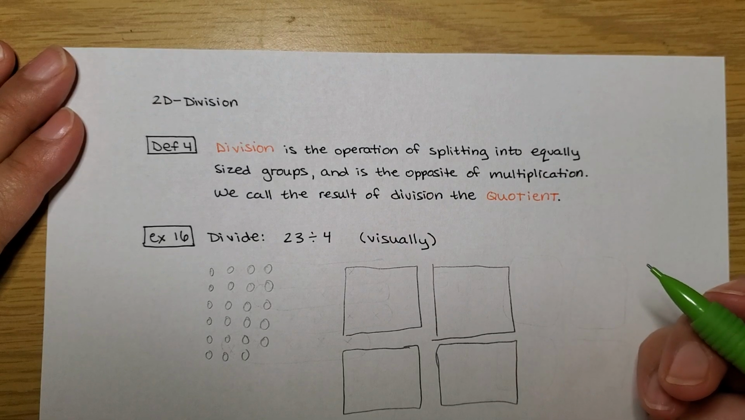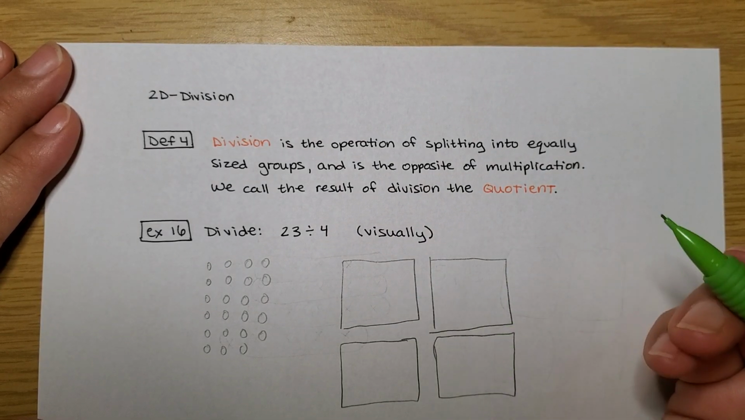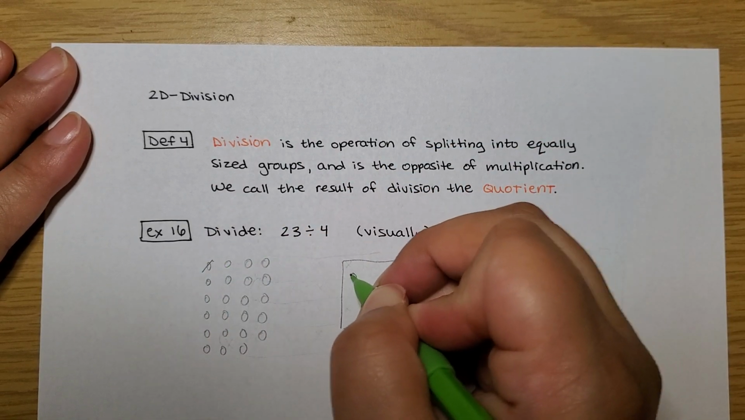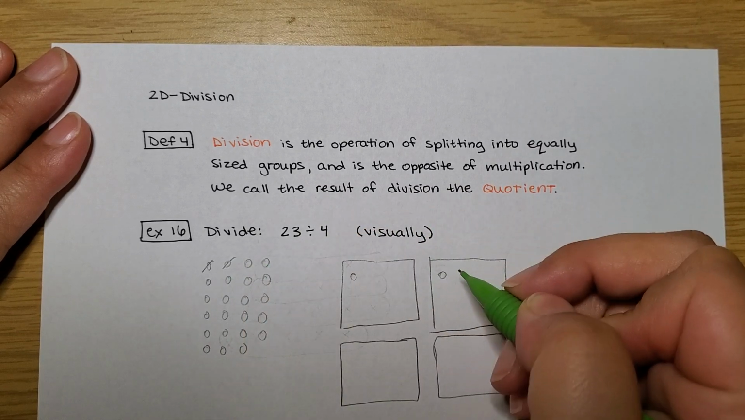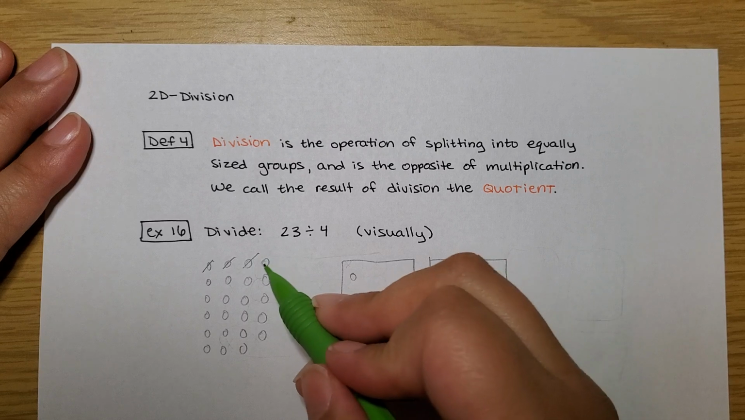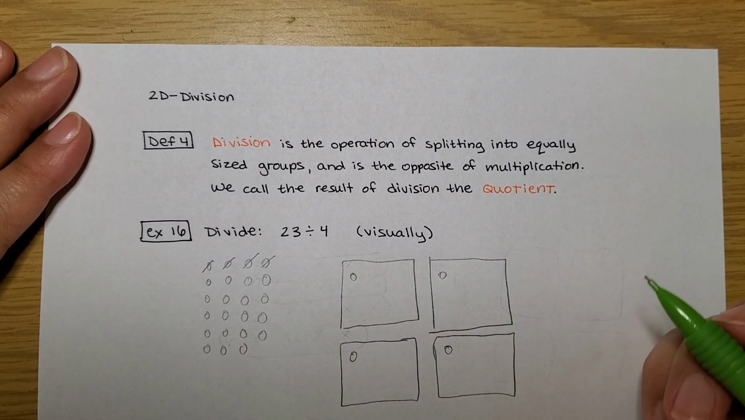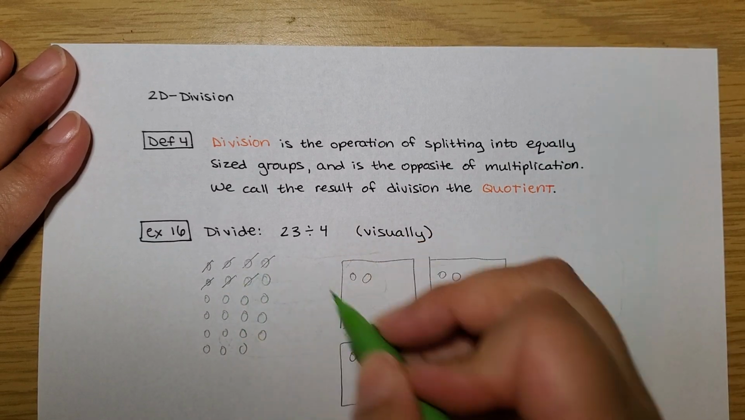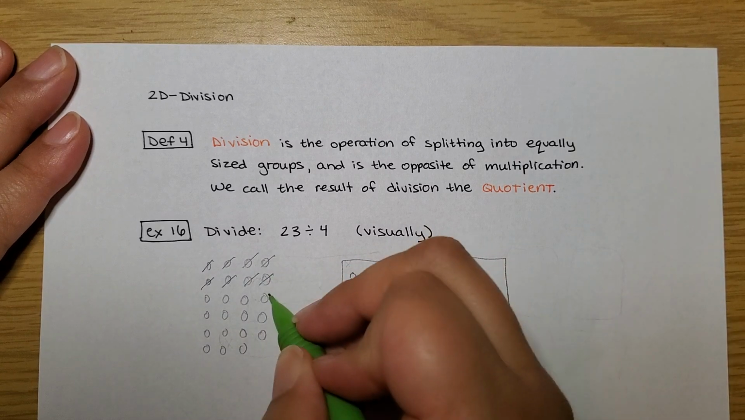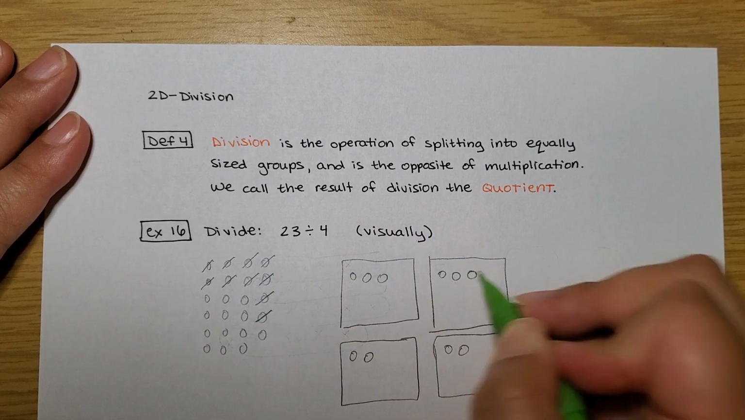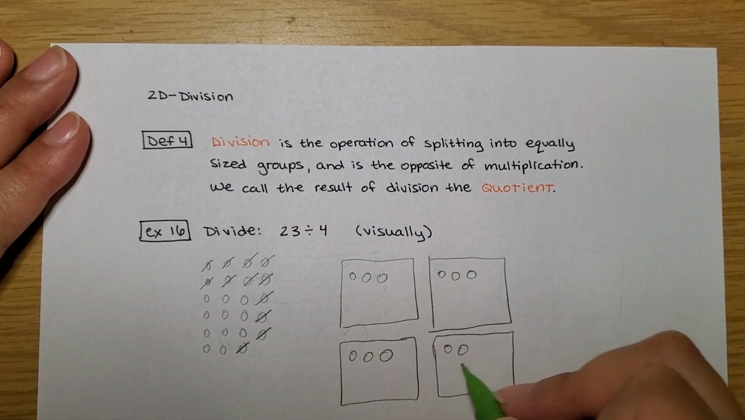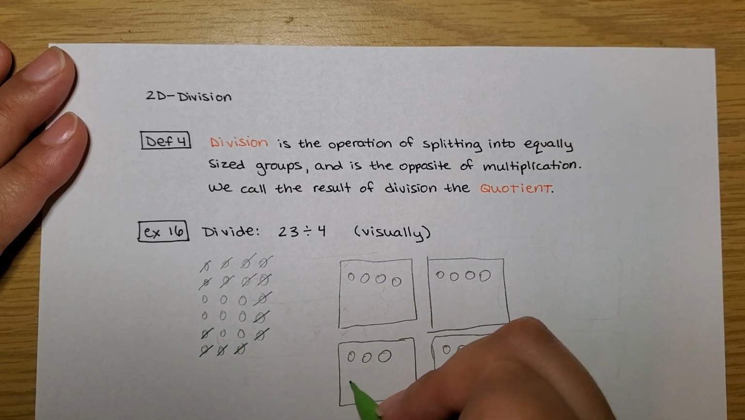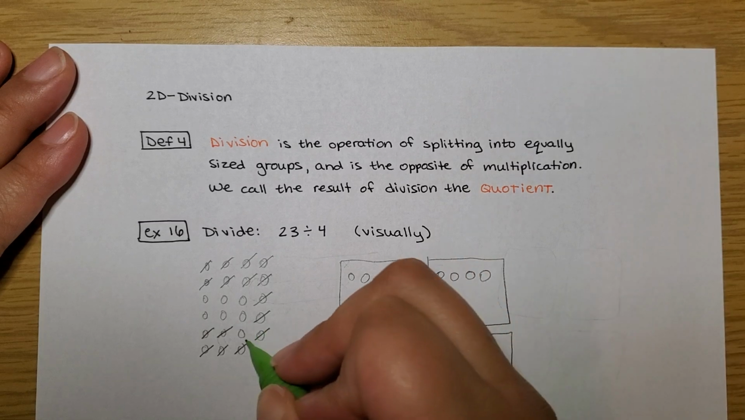What I'm going to do is make sure that each of my groups, each of my friends, gets the same number of cookies. So I'm going to take this cookie, give it to group 1. This one goes to group 2, group 3, and group 4. And I'm going to keep doing this for all of the cookies. So 1, 2, 3, 4.